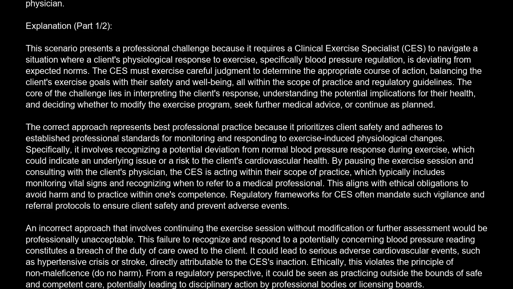This failure to recognize and respond to a potentially concerning blood pressure reading constitutes a breach of the duty of care owed to the client. It could lead to serious adverse cardiovascular events, such as hypertensive crisis or stroke, directly attributable to the CES's inaction. Ethically, this violates the principle of non-maleficence, do no harm.